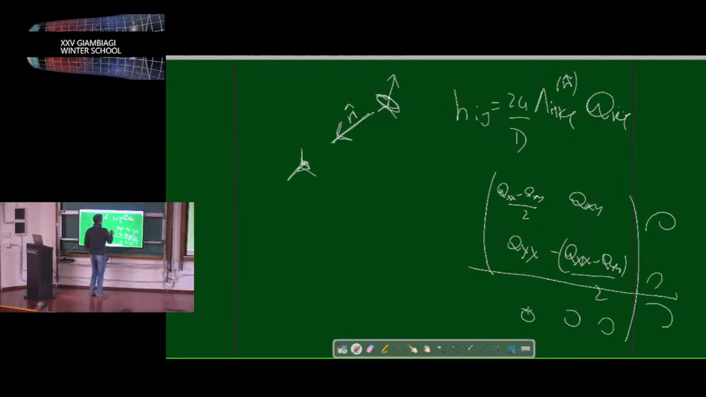This is the quadrupole tensor if I put my source in the xy plane. And then if I look at it from the z direction, I don't have to project out anything. But if I look from a generic direction, the best way is to rotate by an angle iota.